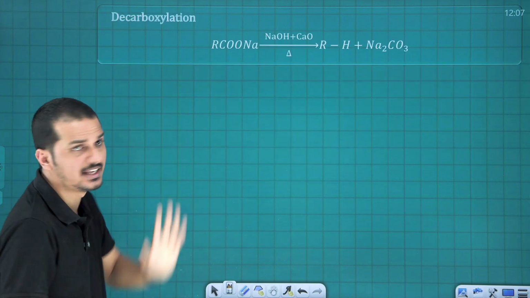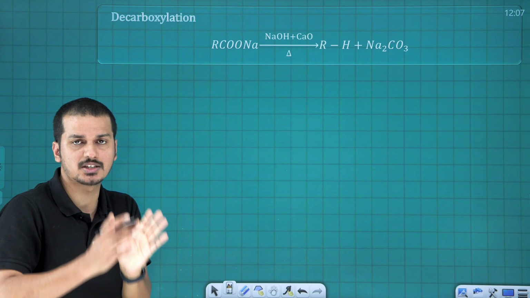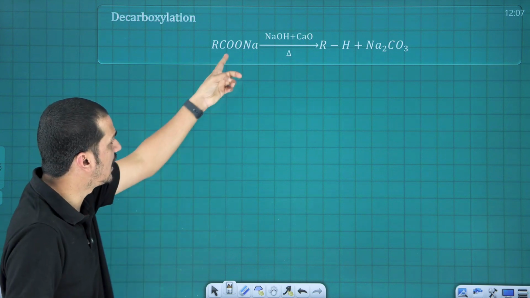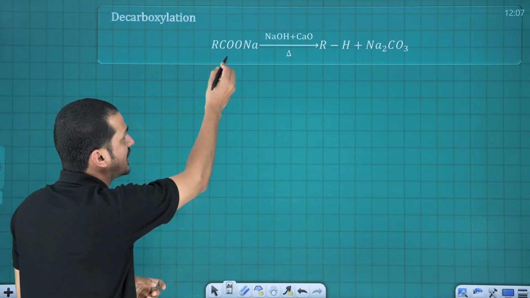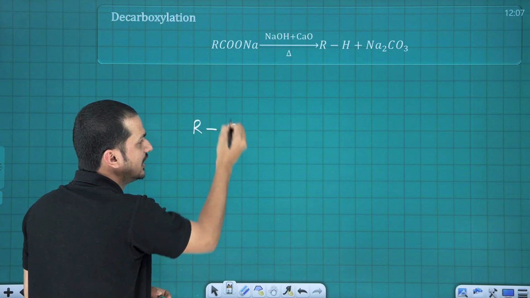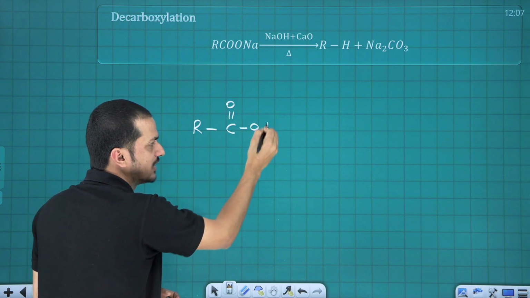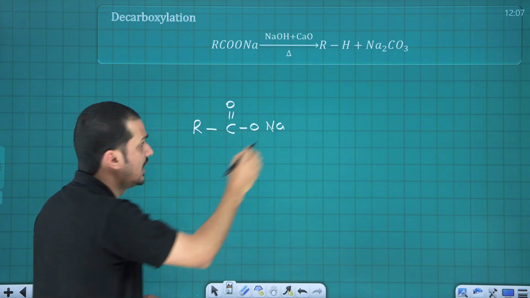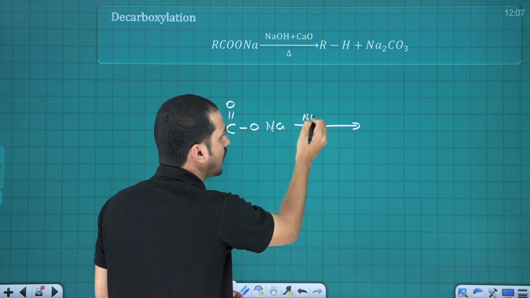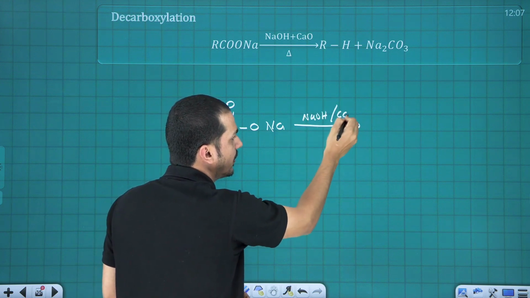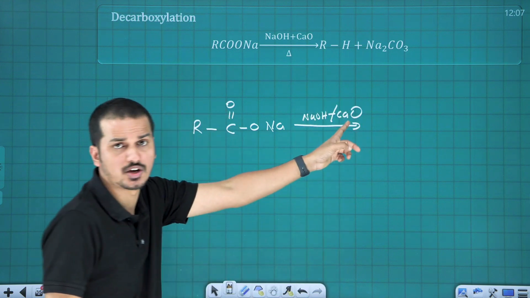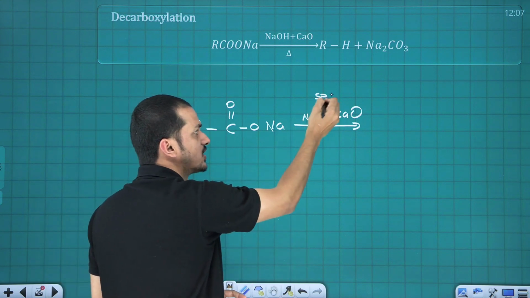Yeah. Next, again, decarboxylation. Decarboxylation means removal of carbon dioxide. Here we are taking the sodium salt of a carboxylic acid, R-C double bond O-ONa, that we are treating with sodium hydroxide and CaO. This reagent is called soda lime.